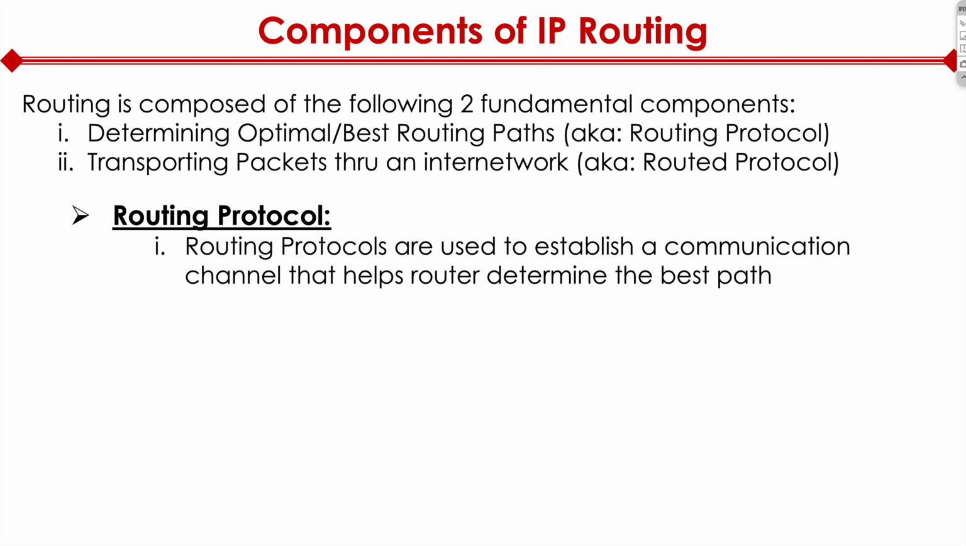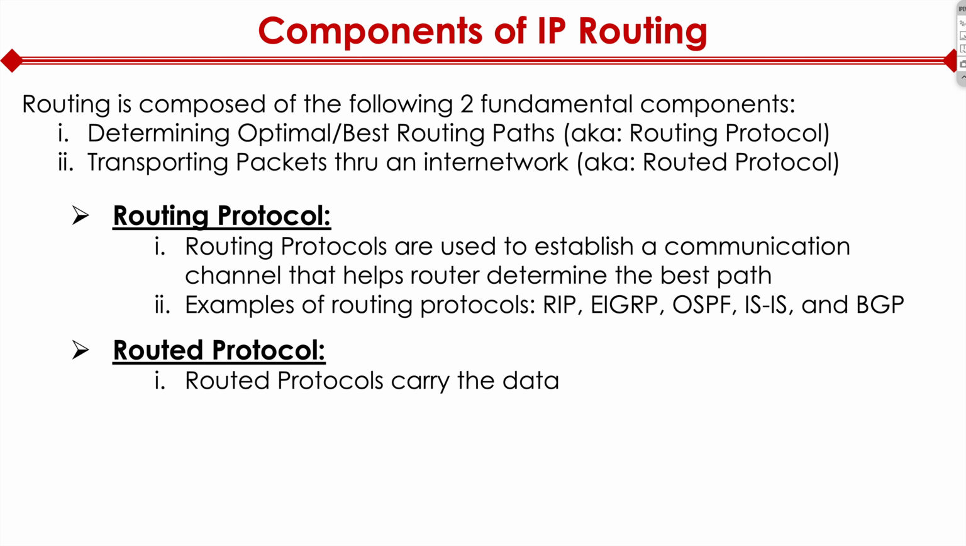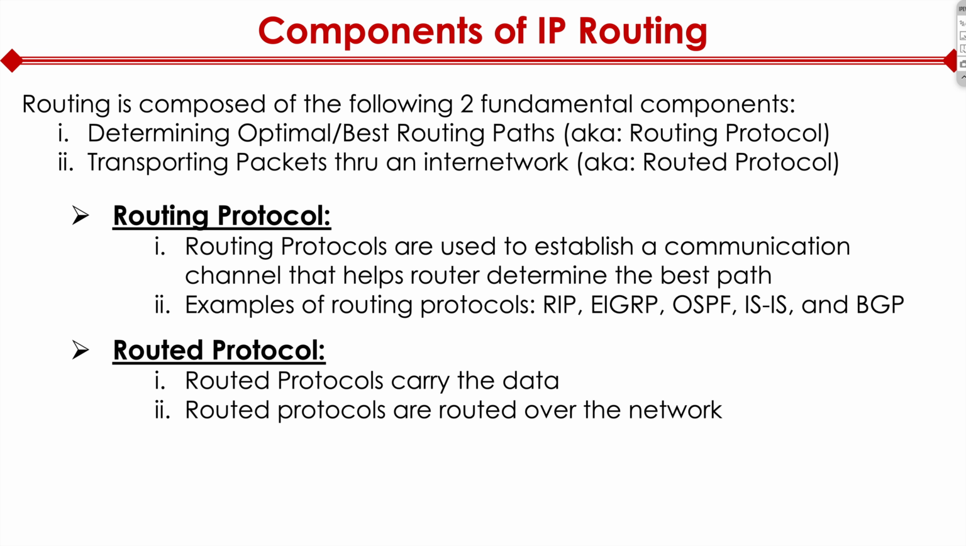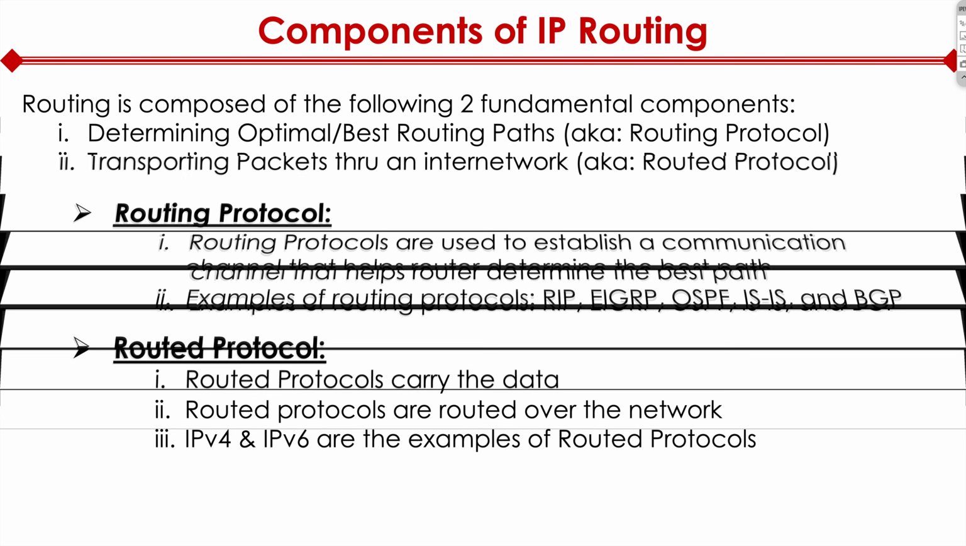Routing protocols are used to establish a communication channel that helps the layer 3 device or router determine the best path. Examples are Routing Information Protocol, Enhanced Interior Gateway Routing Protocol, Open Shortest Path First, Intermediate System to Intermediate System, and Border Gateway Protocol. Routed protocols, on the other hand, carry the actual data. They are the ones that are carried across the network. Examples include IPv4 and IPv6.